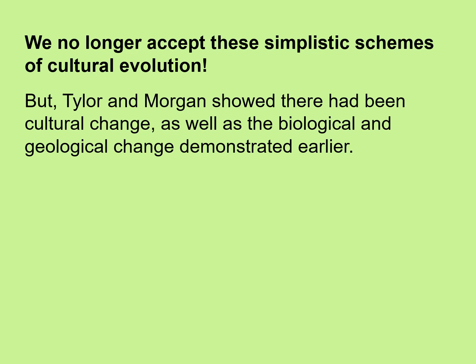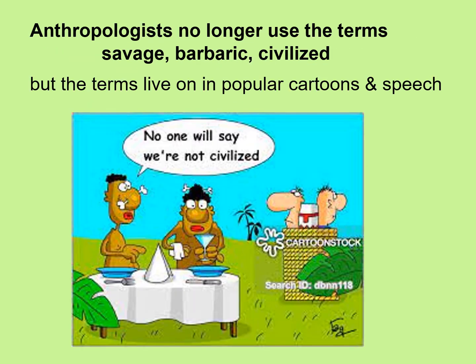Anthropologists no longer accept these simplistic schemes of cultural evolution dating to the 1870s. But Tylor and Morgan were important in that they showed there had been cultural change as well as the biological and geological change demonstrated earlier. Anthropologists no longer use the terms savage, barbaric, and civilized. They've been out of date since before 1900, but the terms live on in popular cartoons and speech.